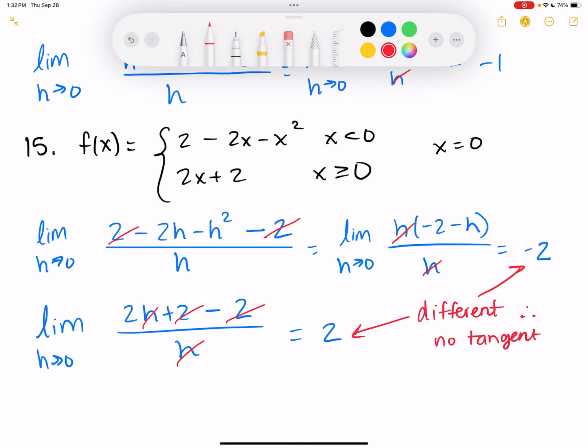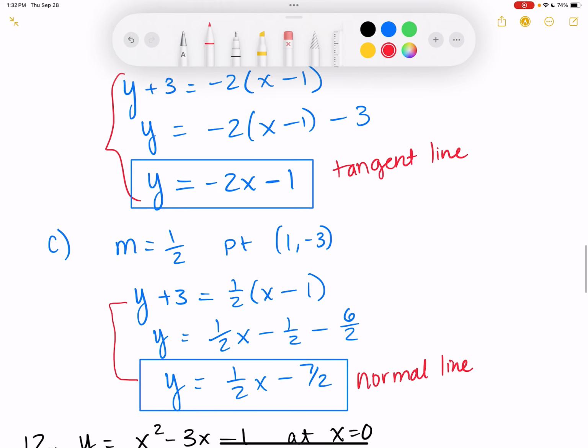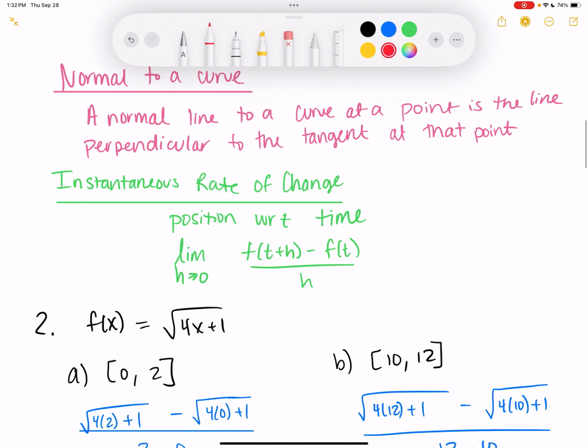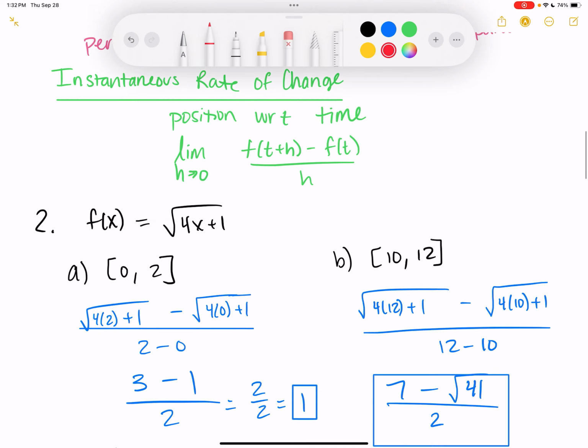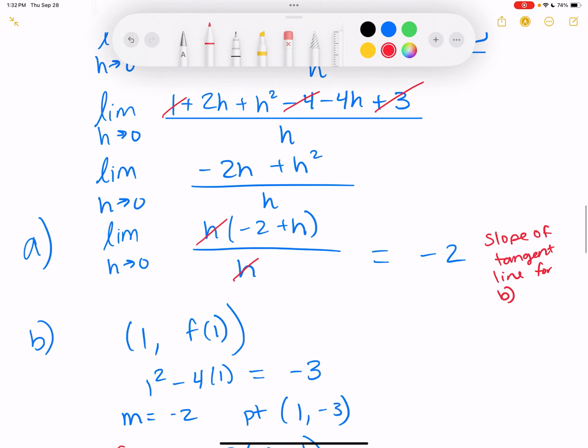All right, the next one says find the instantaneous rate of change of the position function y equals f of t in feet at the given time t in seconds. So this is the exact same thing that we've been doing, but now it's t plus h instead of a plus h. So it doesn't really change anything other than that you're going to have units on these problems. And in this case, it's going to be in feet per second.